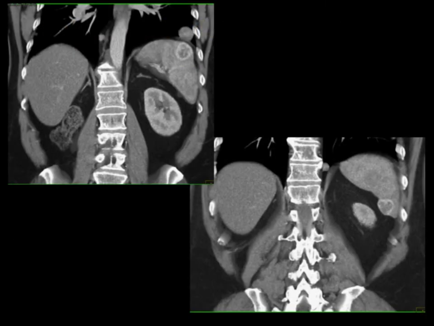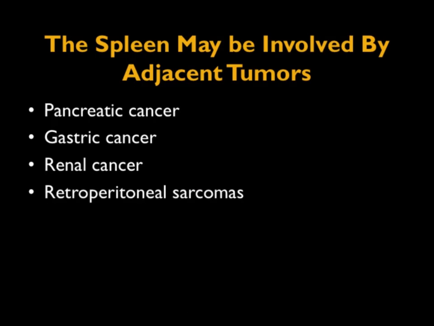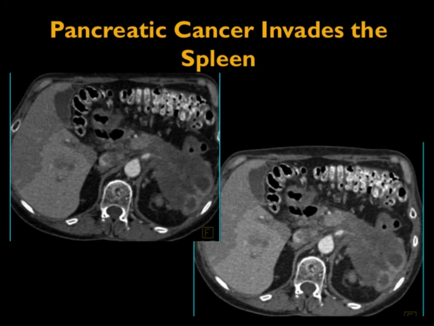This patient had renal cell carcinoma. This was metastatic disease to both the adrenal and to the spleen, very nicely shown. Now, spleen may be involved by adjacent tumors, and that's typically pancreas, gastric, renal, and retroperitoneal sarcomas. Nice example here where the tumor is large in the tail of the pancreas, widespread liver mets, and what's happened here, the tumor's grown directly onto and basically into the spleen, very large mass.